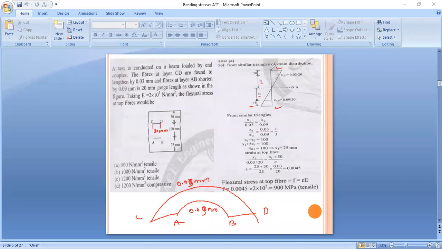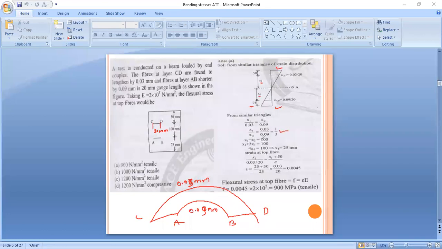So vertical divided by horizontal: x1 divided by 0.03. This 20 gets cancelled. So x1 by 0.03 is equal to x2 by 0.09. Now rearranging, x1 by x2 is equal to 0.03 divided by 0.09, so x1 by x2 is equal to 1 by 3. Now x1 plus x2, we already know, is 100 mm, which is given.